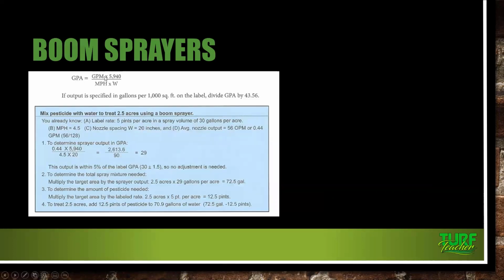And there is that gallons per acre. We've got our gallons per minute times a constant of 5940, divided by our miles per hour times the W, which is our swath width.